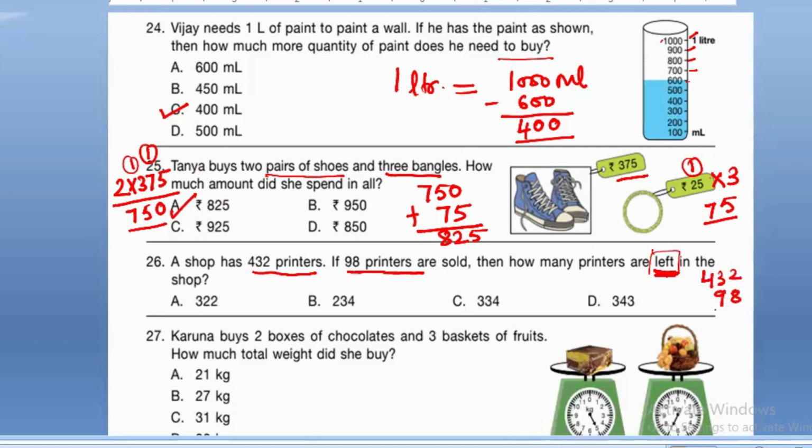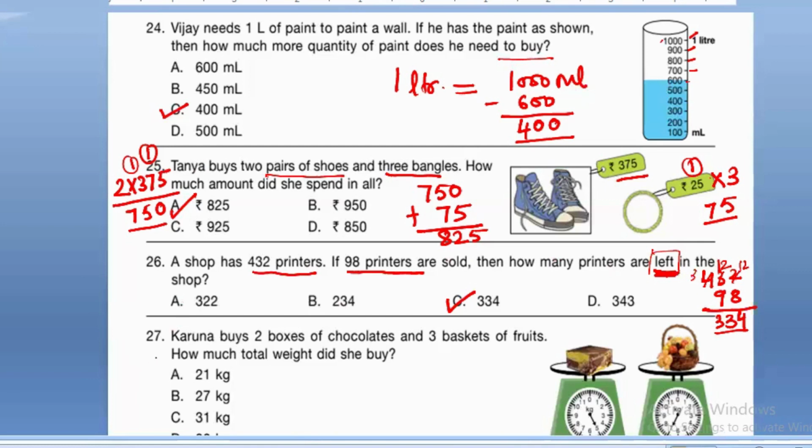If we are subtracting this, what are we getting? 12 minus 8 is 4. Now this becomes 2 and we have to take borrowing from it, so it becomes 12 again. Now 12 minus 9 is what? 3. And this 4 becomes 3, so 3 will come here. Now how many printers does he have left? So 334 printers are still left with him. Okay, so that is option number C.